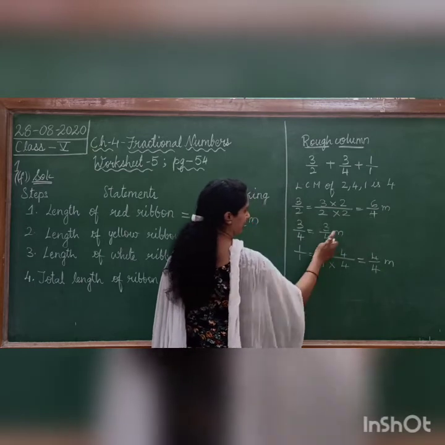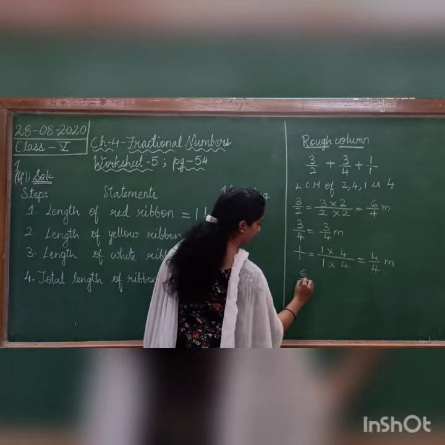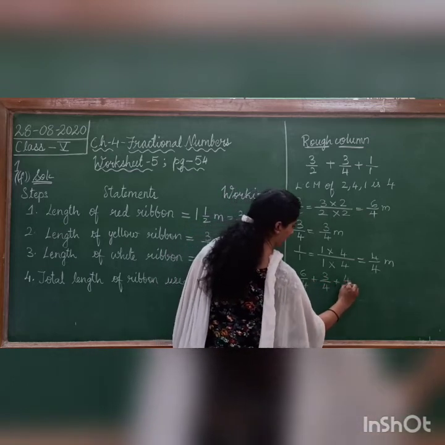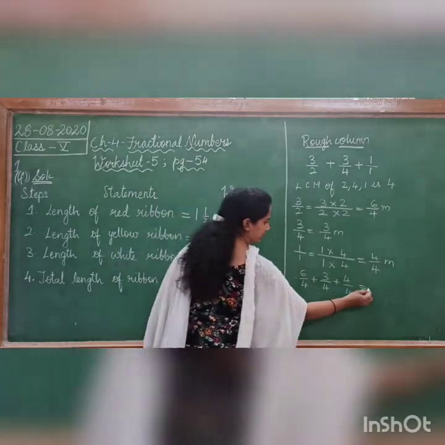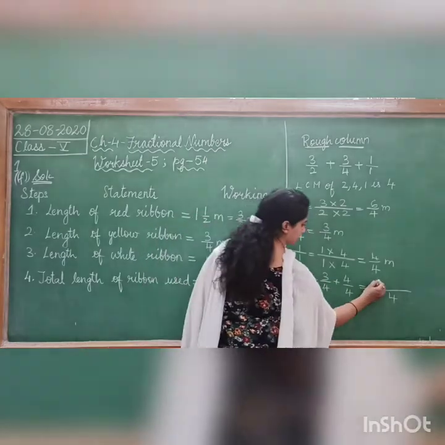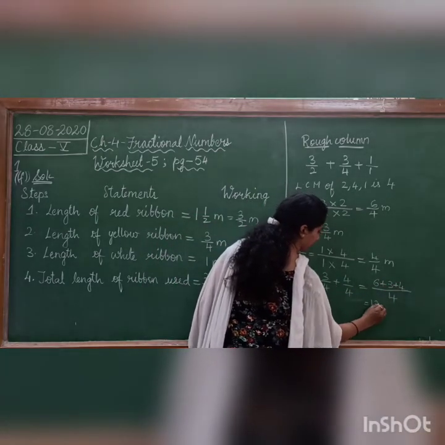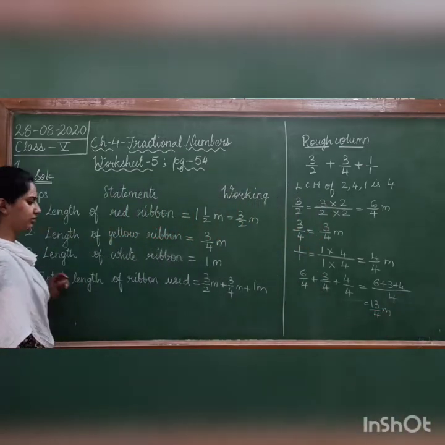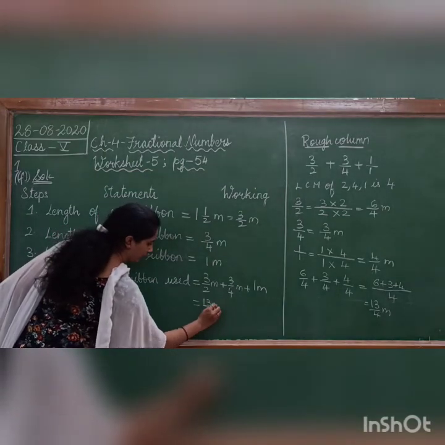So we have 3 fractions and we have to add. Write down the 3 fractions together and add. Denominators are same, so we take the common denominator and add the numerator. 6 plus 3 plus 4, that is 13 by 4 meters. So what is the total length of ribbon used? It is 13 by 4 meters.